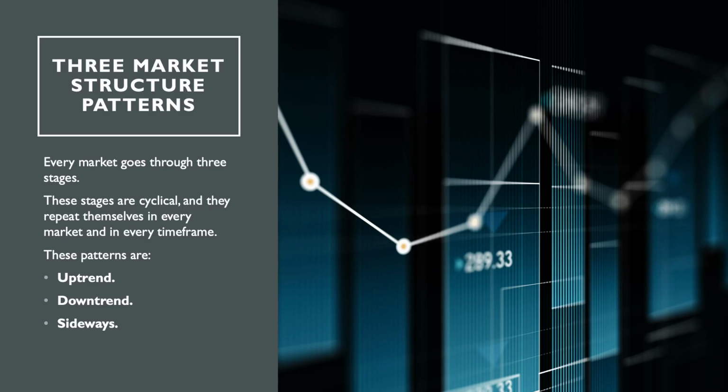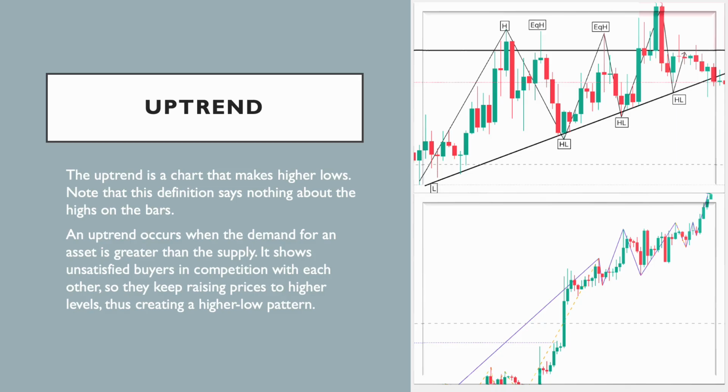Finally, we are at the meat of this presentation: three market structure patterns. Every market goes through three stages. These stages are cyclical, and they repeat themselves in every market, in every time frame, and in every asset. These patterns are an uptrend, a downtrend, and sideways movement.